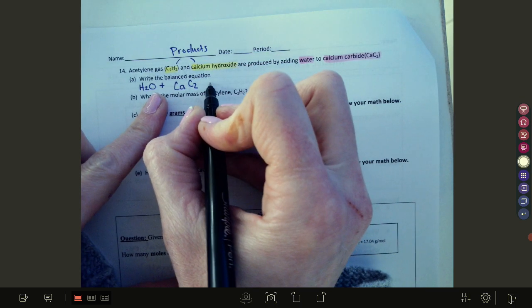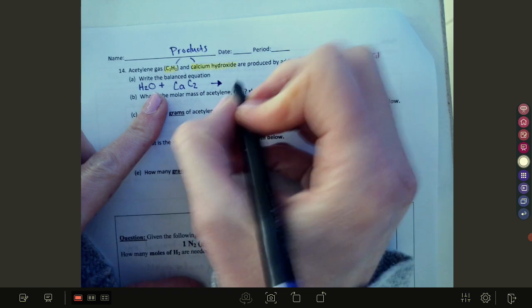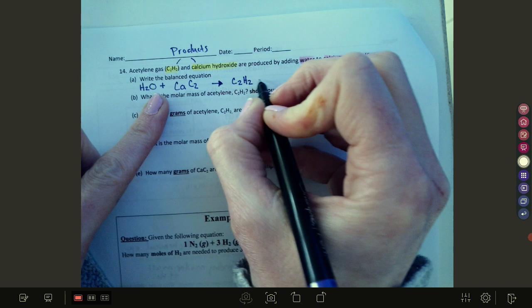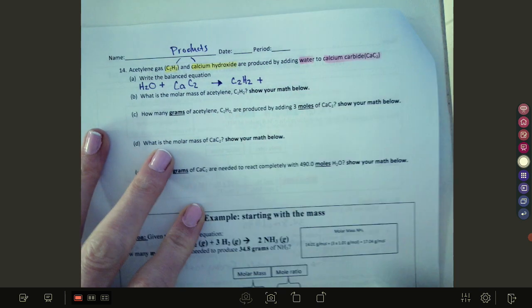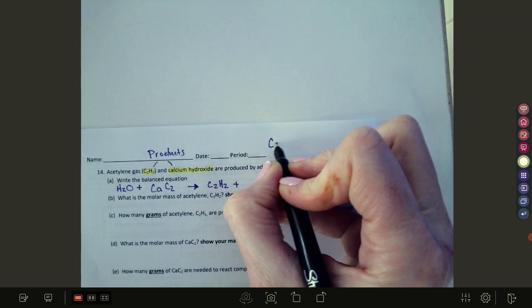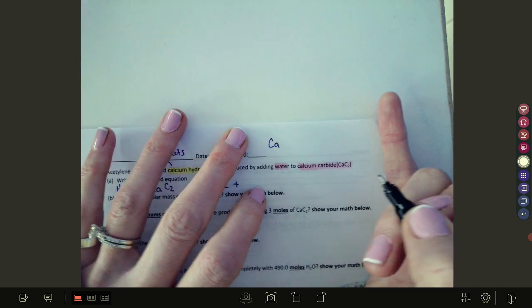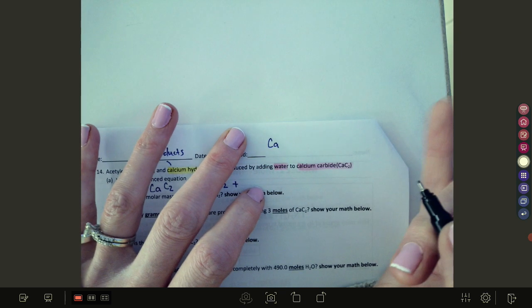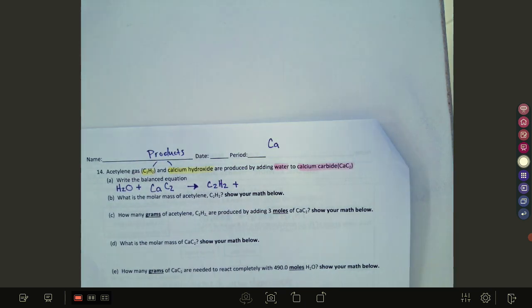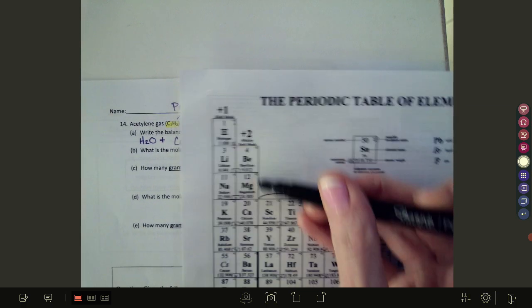And it's going to produce the acetylene, C2H2, and calcium hydroxide. Now, calcium hydroxide is one of those that throw people because it has a couple things you need to think about. First of all, calcium we know has what oxidation state? A 2+ charge. Remember, we find it on the periodic table in group 2, and then we follow it up and we see that it's on this table. It already tells you, remember, calcium followed up, it's a 2+.